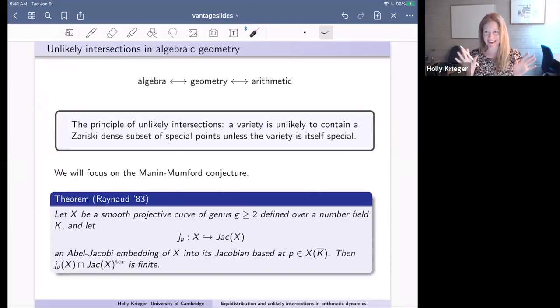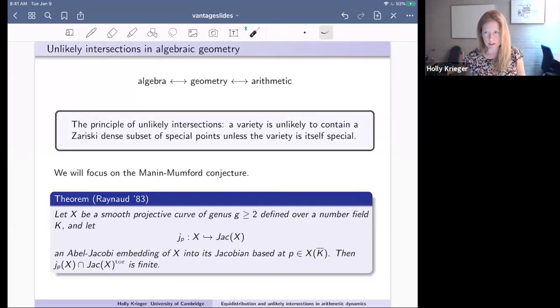There's no dynamics yet. So let's just talk about the classical picture here. So we are going to focus on what I'll repeatedly probably call the classical, that's really just to contrast it with the dynamical, as opposed to, say, a dynamical theorem. We'll focus, for the moment, on the classical Manin-Mumford conjecture. And I've written the friendliest version of this below. And this conjecture was proved by Raynaud in '83. And it states the following.